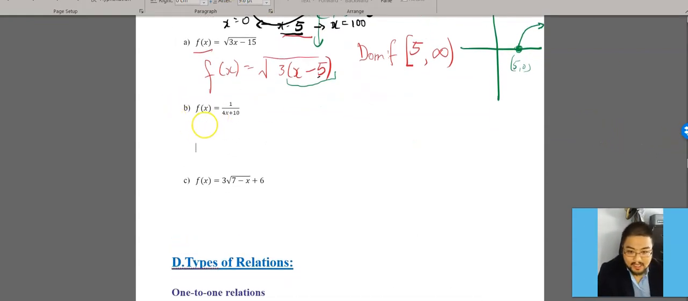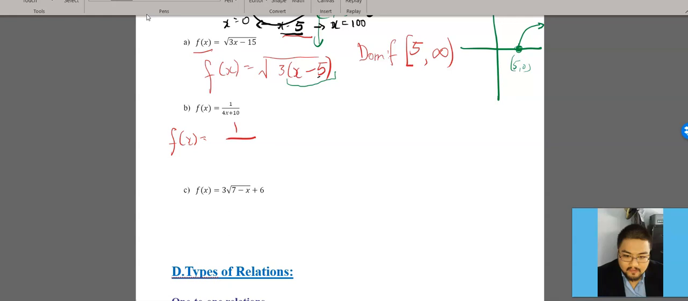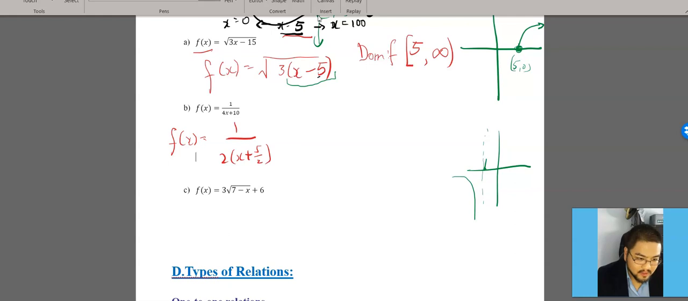we have got a rectangular hyperbola for this case. So we need to make sure that we express it in that particular form as well. So this is going to be f of x is equal to 1 over 2 brackets x plus 10 on 4, which is 5 on 2. This graph will look like this. It's got a translation of this here, and that's going to be the asymptote. We don't really care about the coordinates at the moment. We just want to have a look at where the values are defined.